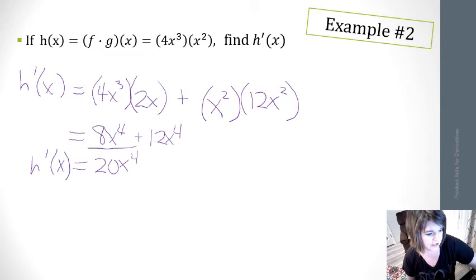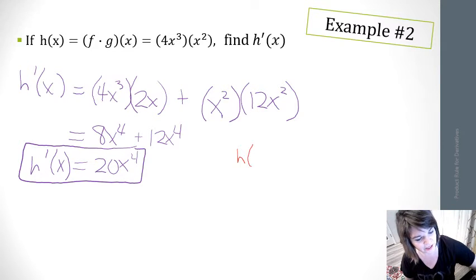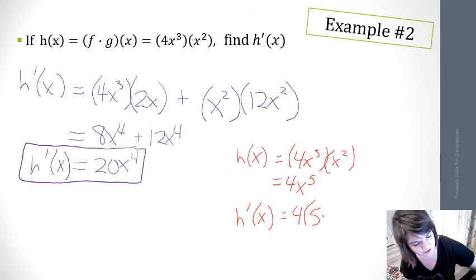And let's pretend this was 4 weeks ago, before you knew. You would have said, well, h of x is 4x cubed times x squared, which is 4x to the fifth. So then h prime of x would be 4 times 5x to the fourth, which would have gotten you to the 20x to the fourth.